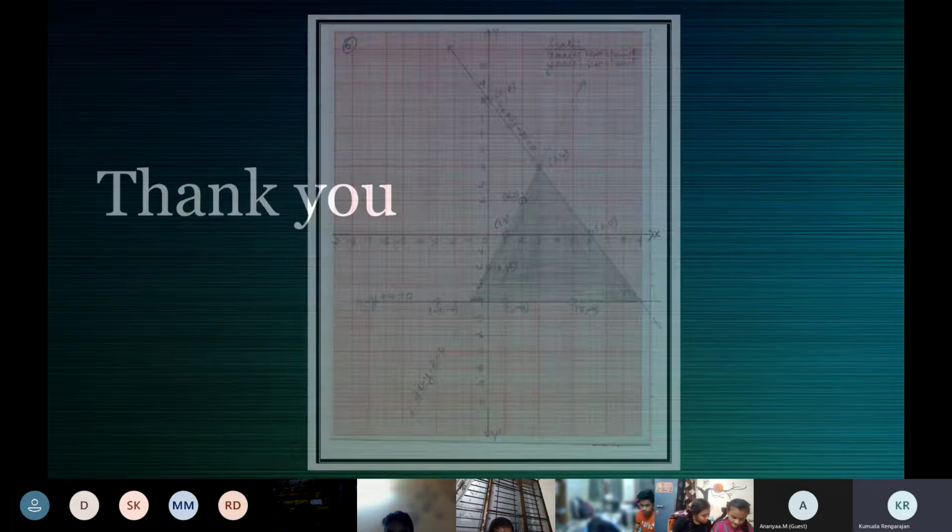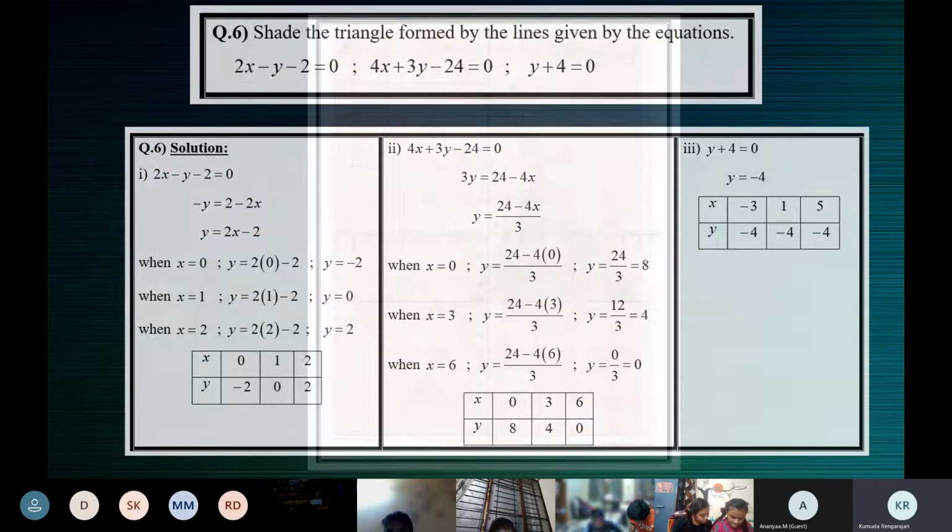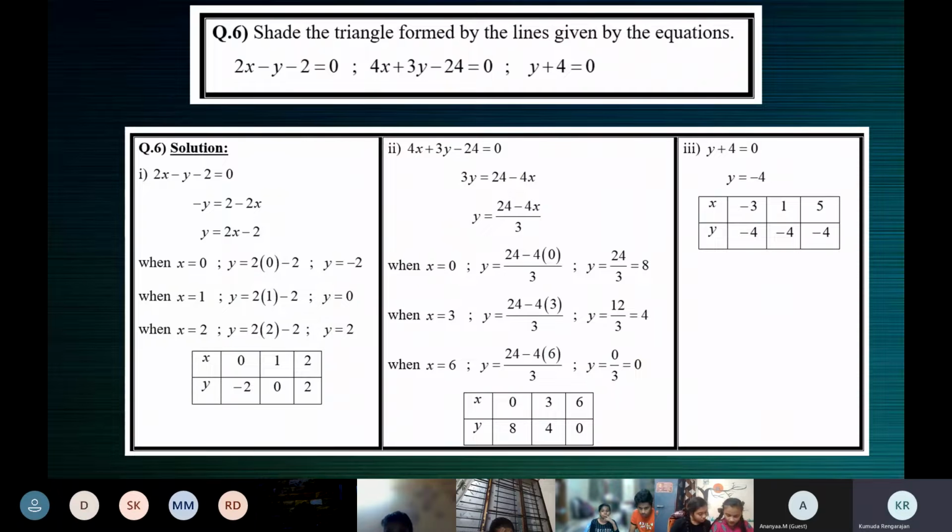All right, children. What else should I say about this graph? You must ask me your questions.